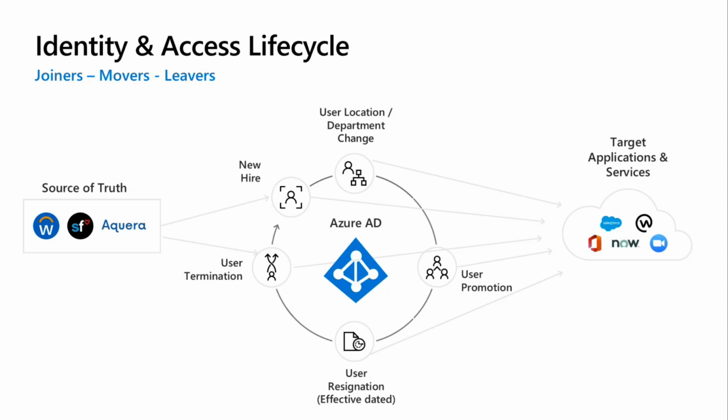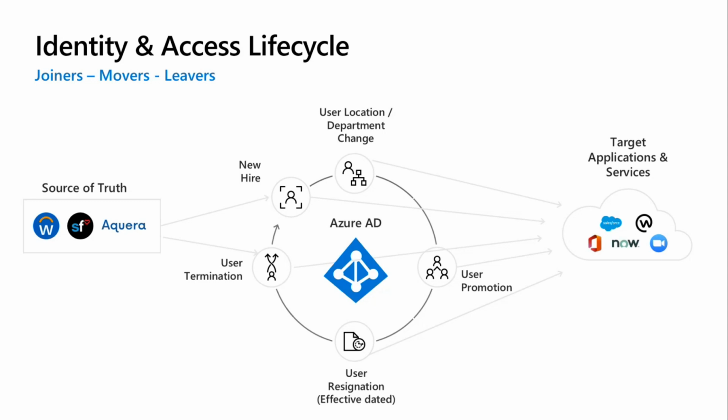It's probably an oversimplified view of the joiners, movers, leavers process, but you can see the important parts here. There are really two life cycles here. There's the identity life cycle, which is the user getting hired, promotions, resignations, user termination. And then there is the access life cycle, which is as they move, they get access to different resources that they should get, removes whatever they don't need anymore and adds whatever they now need.